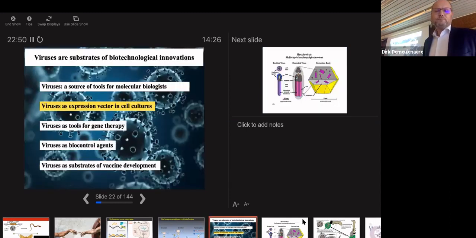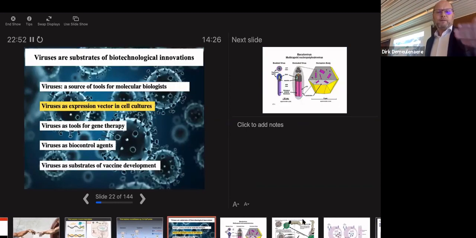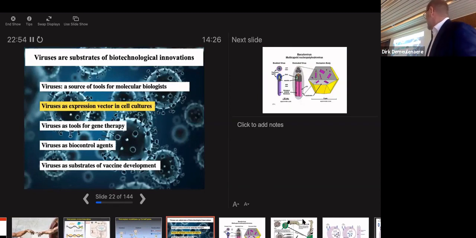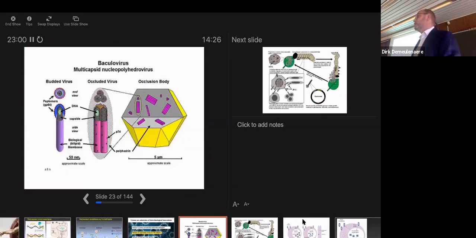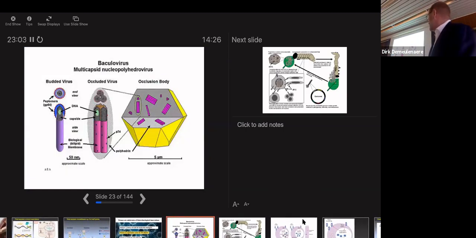Okay. Second point, viruses as expression vectors in cell culture. Well, I already addressed this when I described baculoviruses. Baculoviruses are, from my point of view, one of the smartest viruses. They produce this virion, which is fully infectious.